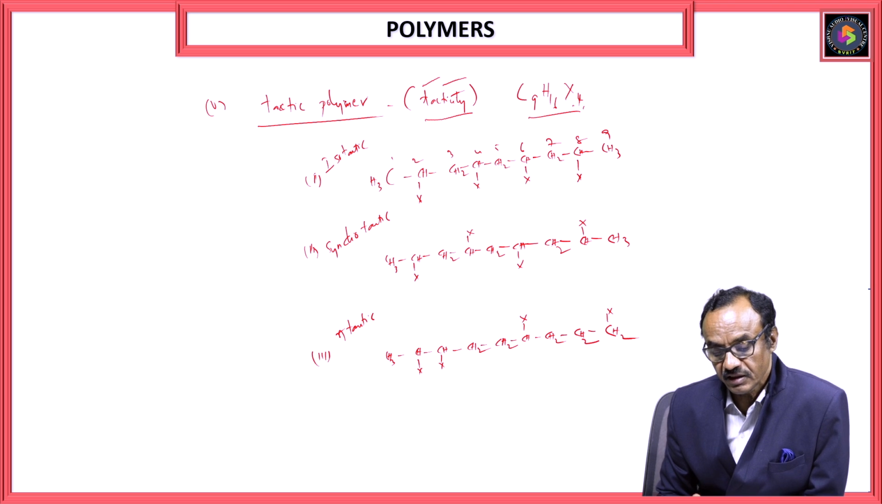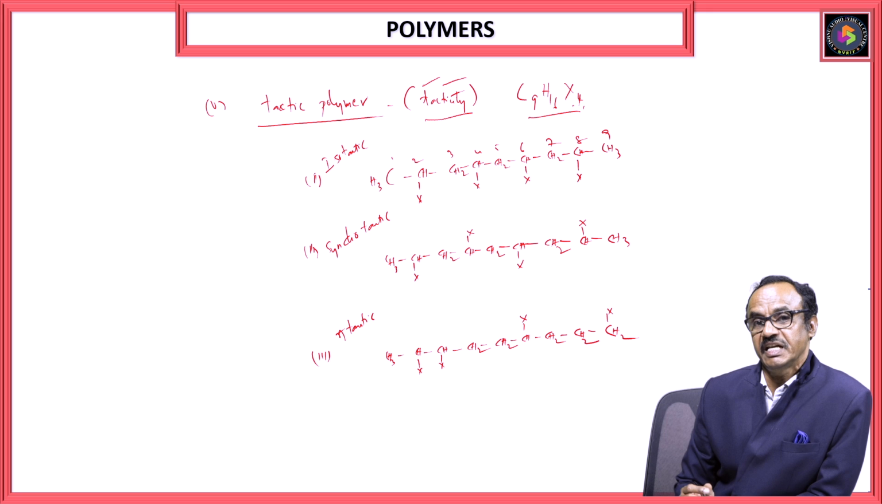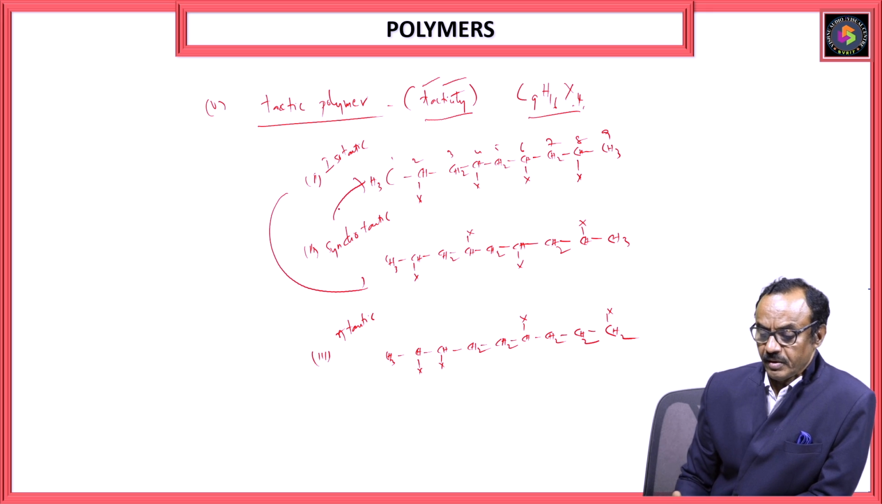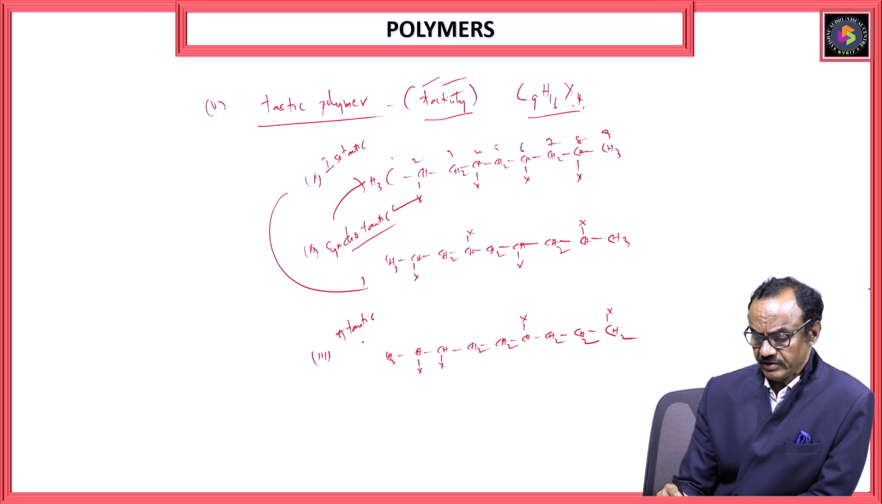Tactic polymers are of three types, classified based on the attachment of functional groups with respect to the main chain. If the X atoms are on the same side with respect to the main chain, it is called syndiotactic. If the X atoms are arranged alternately, here this side, next after one methylene, then it's called isotactic. If X atoms are at random with respect to the main chain, it is known as atactic.